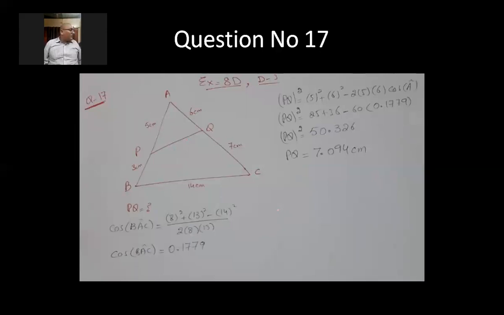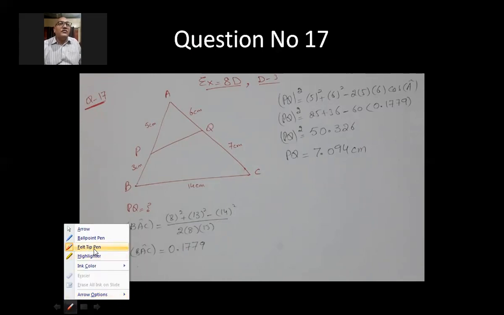Okay. Now we are moving to the next question, that is question number 17. It says, in the figure, the point P lies on the AB such that AP is equal to 5 centimeter and PB is equal to 3 centimeter. The point Q lies on the AC such that AQ is 6 centimeter and QC is 7 centimeter. Find the length of the PQ.